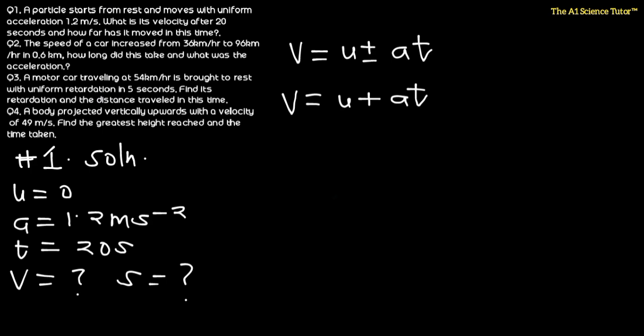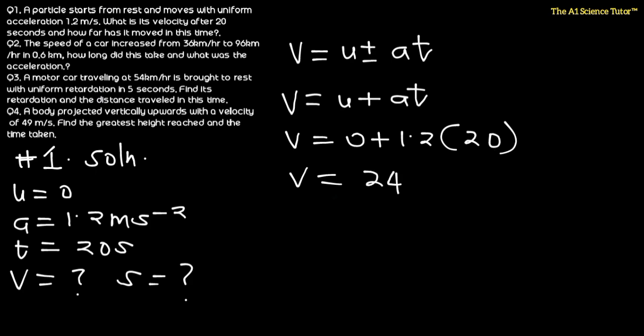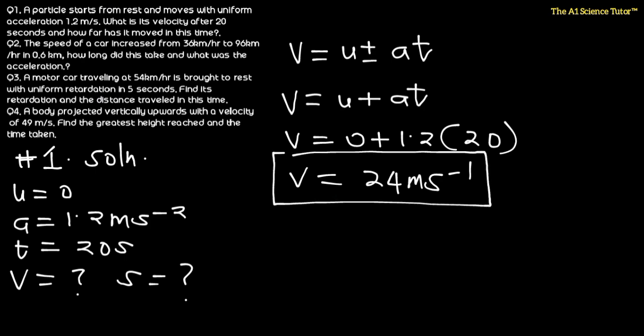Now we have u to be 0 and a, that is 1.2, and a time, that is 20. So we need to multiply this. If you multiply 20 by 1.2, that should give you 24 meter per second. So this will be the velocity of the particle.